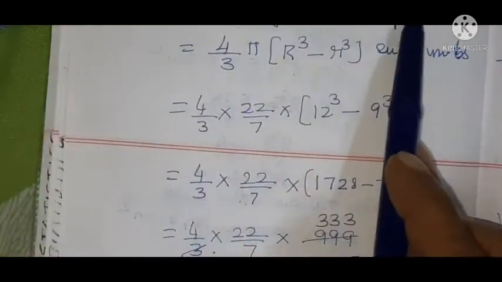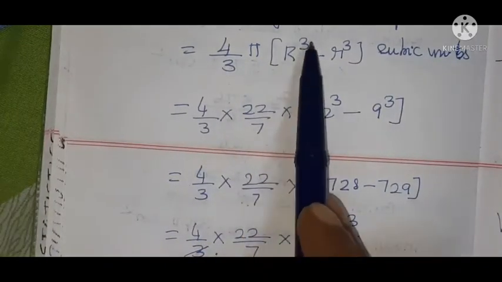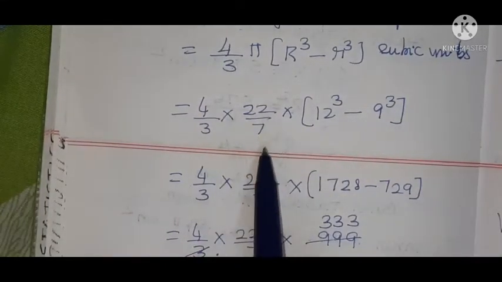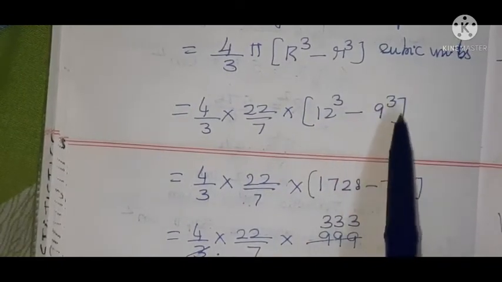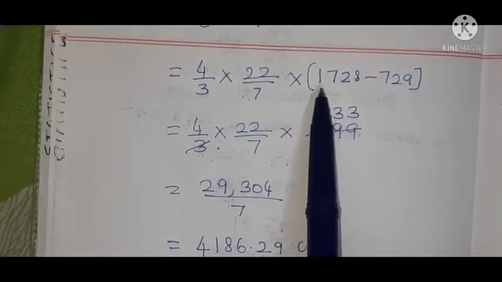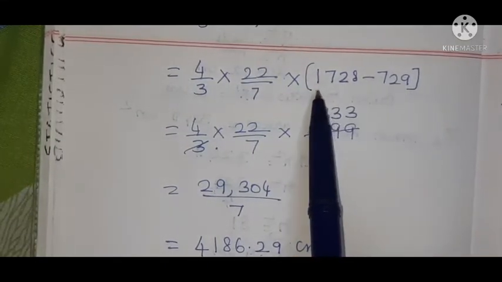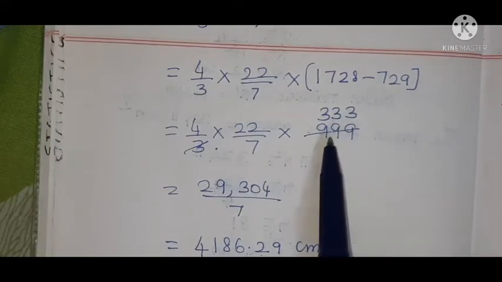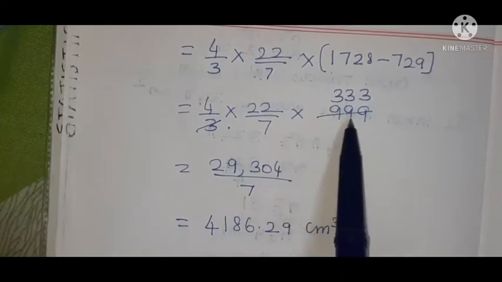Volume of material required to make the shell. Volume of hollow sphere is 4 by 3 pi into capital R cube minus small r cube cubic units. 4 by 3 into 22 by 7, pi is 22 by 7, into capital R is 12 cube minus small r is 9 cube. 4 by 3 into 22 by 7 into 12 cube 1728 minus 9 cube 729. 1728 minus 729 we get 999.